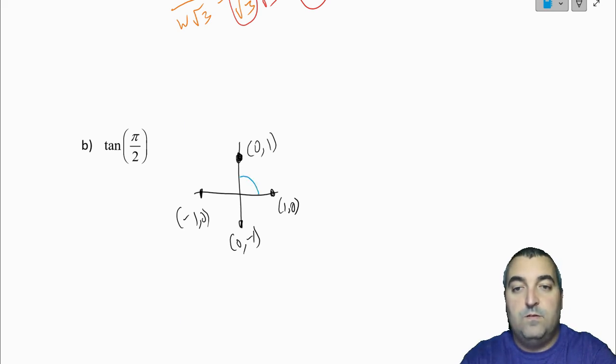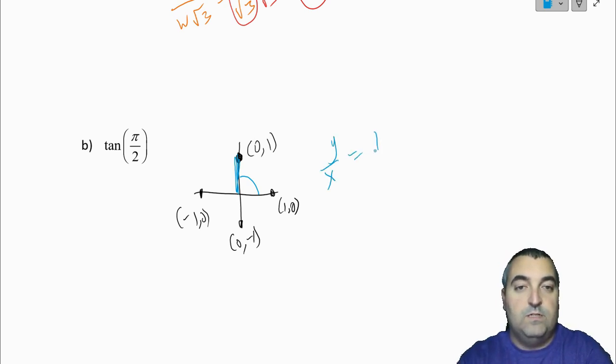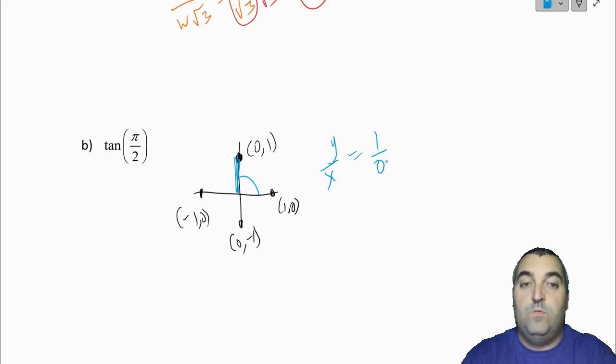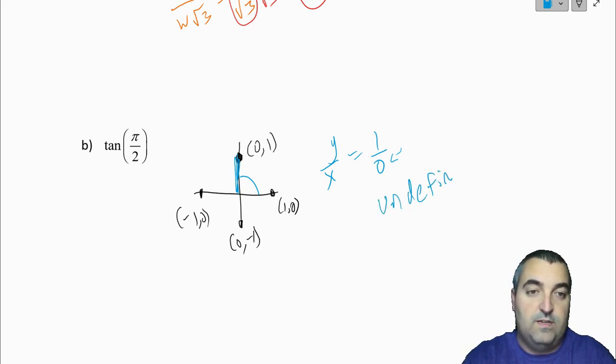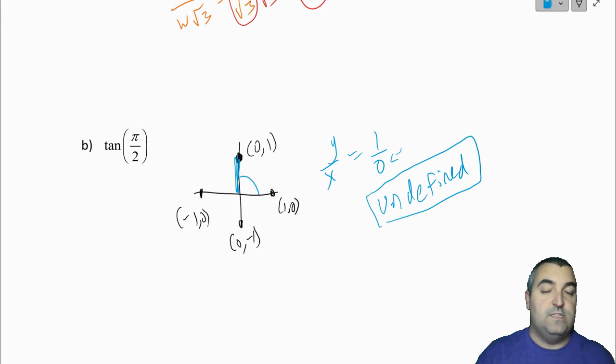Pi halves means going straight up. So now, remember, cosine is x, sine is y. Tangent is going to be y over x. So in this case, let me write that here, which means it's 1 over 0. But 1 over 0 is not allowed, right? That's bad. So this tangent of pi halves is actually undefined. And that's going to be something that can happen with tangent because of the fact it is sine over cosine, or y over x, is you can get 0 in the denominator, which is not allowed. So you get undefined answers.